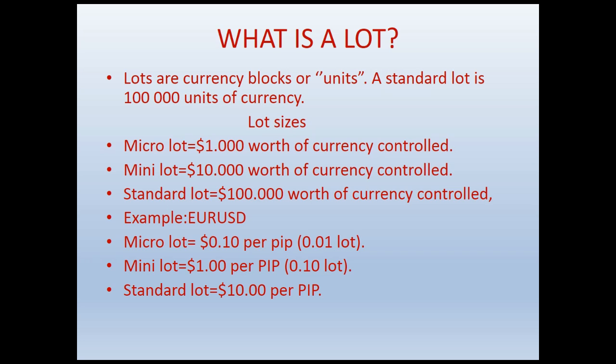Mini lot is $1 per pip, which is equivalent to 0.10 lot size. And we have standard lot size, which is $10 per pip, equivalent to one lot. Meaning, if you were to buy Euro USD with one lot, maybe you have a $10,000 account, in 10 pips you have already made $100 in your first 10 pips.